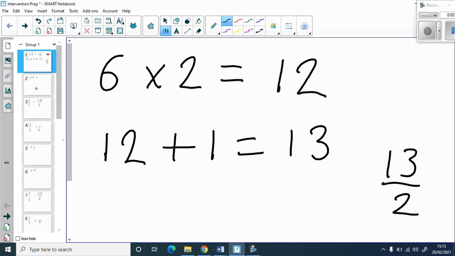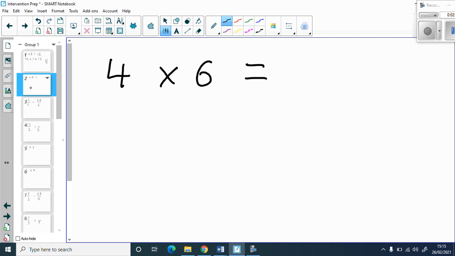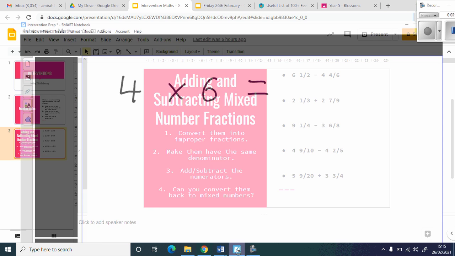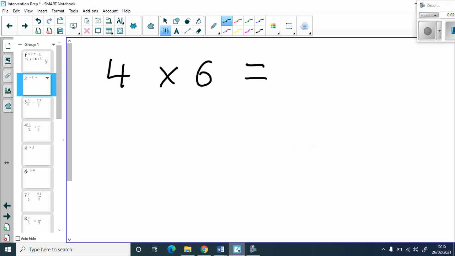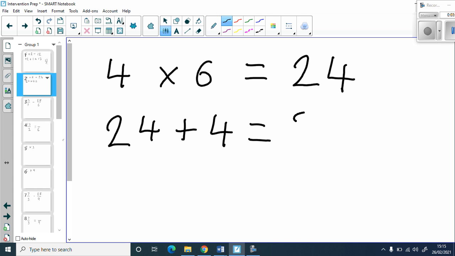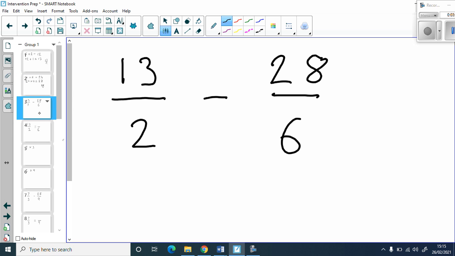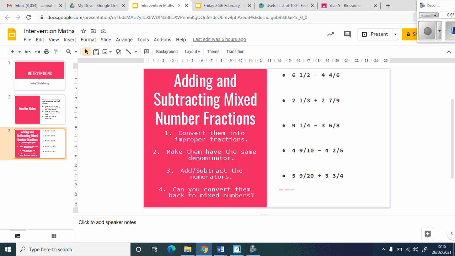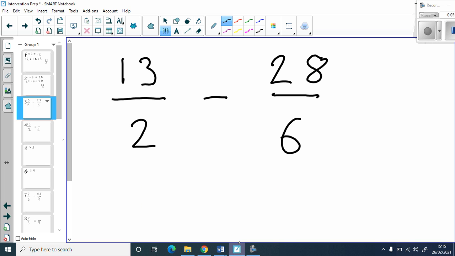Then we need to do exactly the same with our other fraction. Our other fraction is 4 and 4 sixths, so we're going to do 4 times 6. Do your column multiplication if you need to. You should be able to count up in 6s in your head or in 4s in your head, and you'll get the answer 24. Then you add on your numerator, which is 4, and you get the answer 28. Count up with your fingers if you need to. Remember, your denominator always stays the same, so you've got 28 over 6. And then we've made the first step. We've gone from 6 and a half take away 4 and 4 sixths, and we've converted that so now we've got 13 halves, take away 28 sixths.